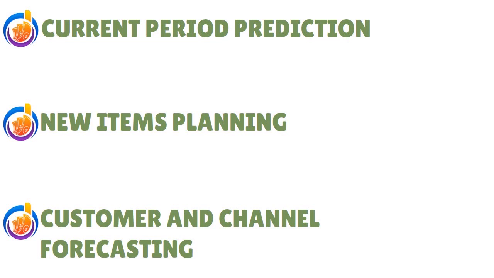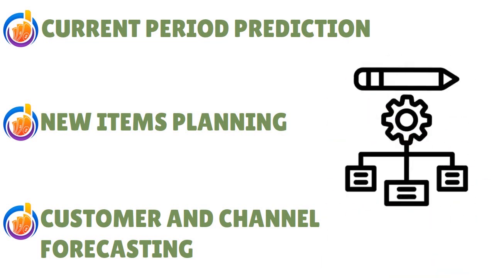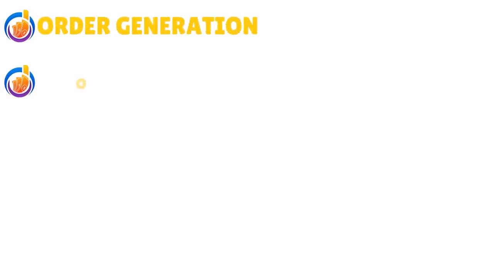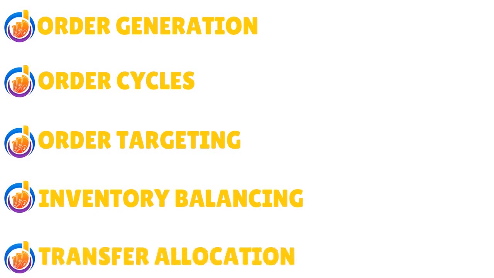In terms of replenishment planning, this is another key feature that you can actually have within StockIQ. Let me break it down for you. When we talk about replenishment planning, we are speaking about order generation, order cycles, supplier minimums, order targeting, container loading, inventory balancing, full BOM MRP integration, and transfer allocation.